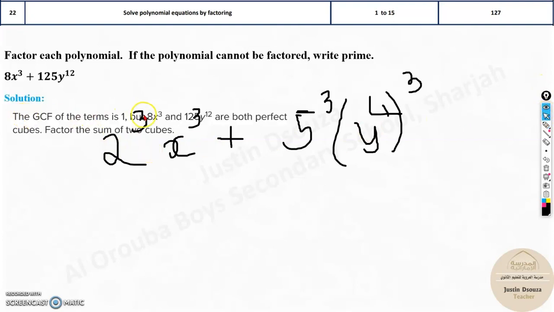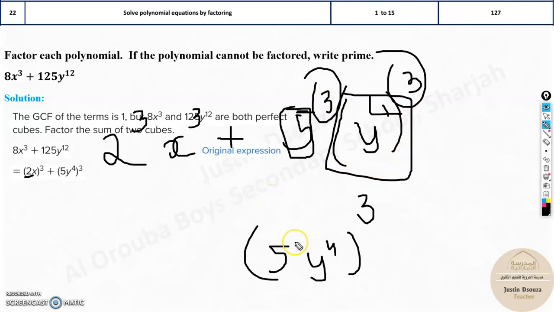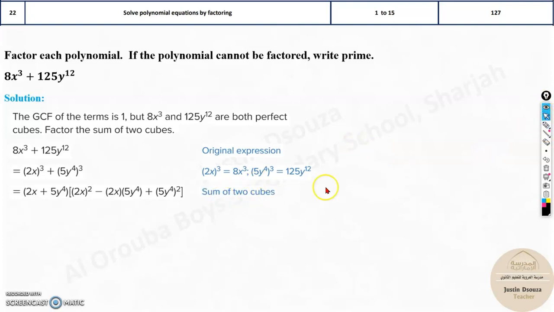Now you can see over here, this can be written as 2x the whole cube. Even over here, you can write 5y to the power 4 the whole cube. Why? Because both have cube. What is having cube? This factor and this factor. So you can write it inside the bracket because both are cubed. Now that's how we get this statement. Now we can use the formula, isn't it? Just simply apply the formula which we had just seen a while ago. It is, I think so, the formula, okay, it's sum of two cubes.